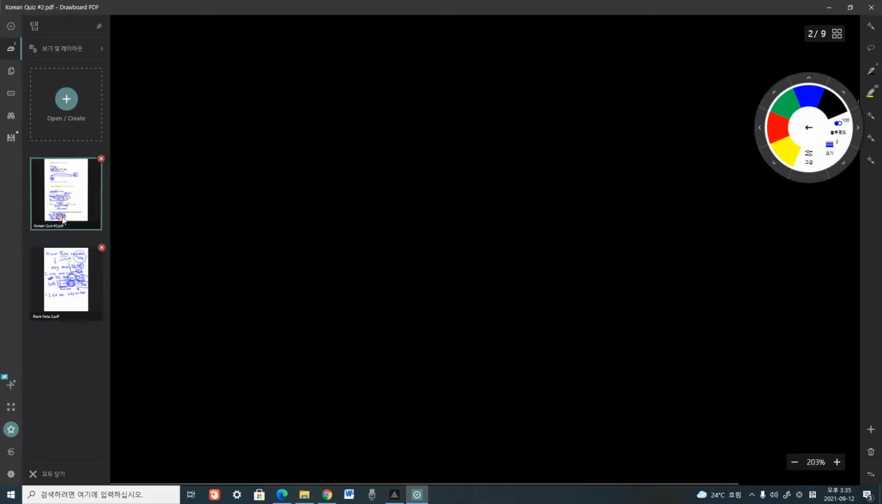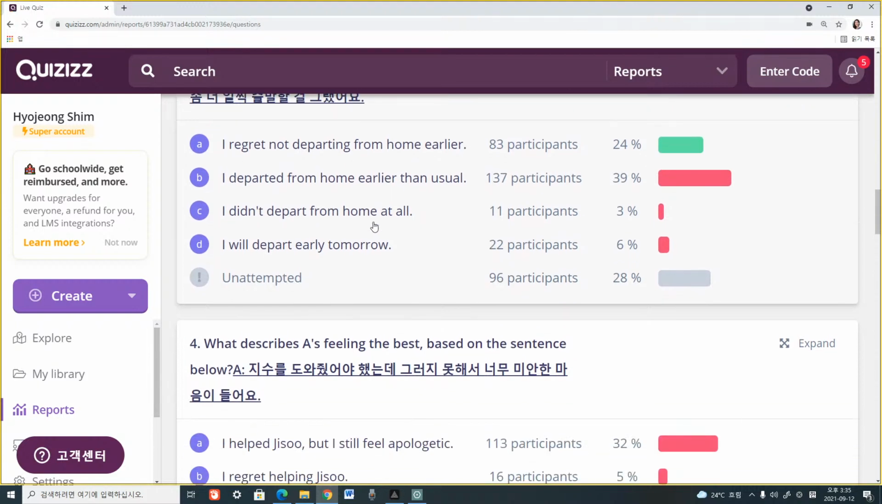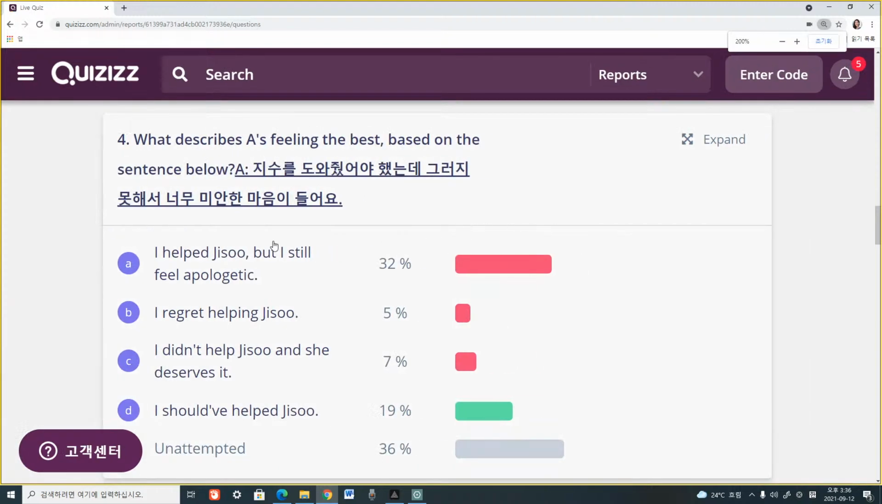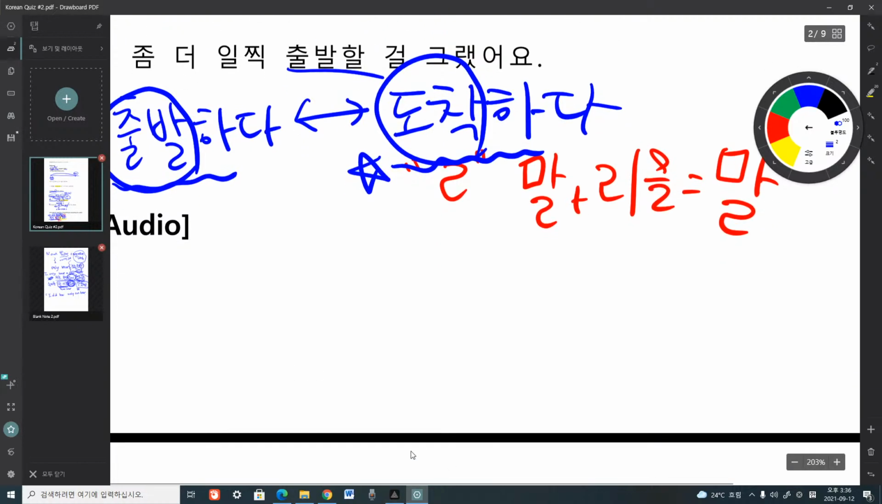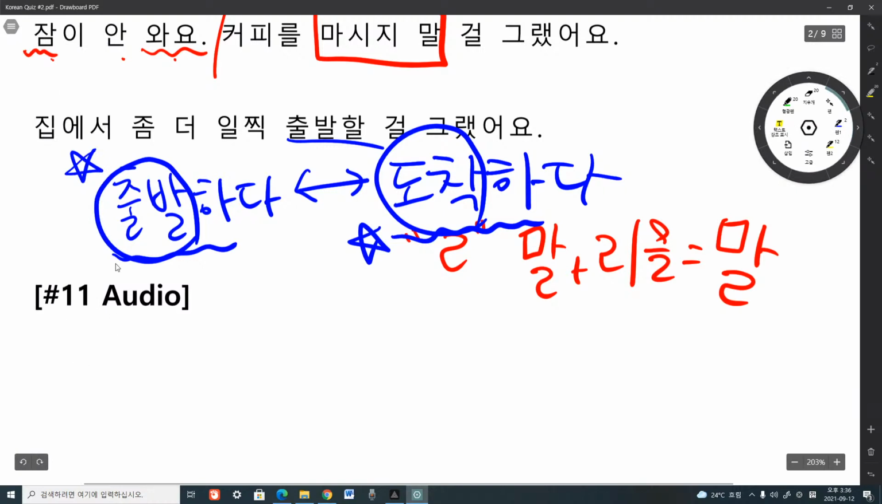잠깐만요. Moving on to the quiz, right? So 출발할 걸 그랬어요 means I should have departed 좀 더 일찍, earlier. So it means I regret not departing from home earlier. So number A is the correct answer. 그 다음에 the next one is, what describes A's feeling the best based on the sentence below. 지수를 도와줬어야 했는데 그러지 못해서 너무 미안한 마음이 들어요. 잠깐만요. 여러분 미안해요. I'm sorry. I almost skipped this part.